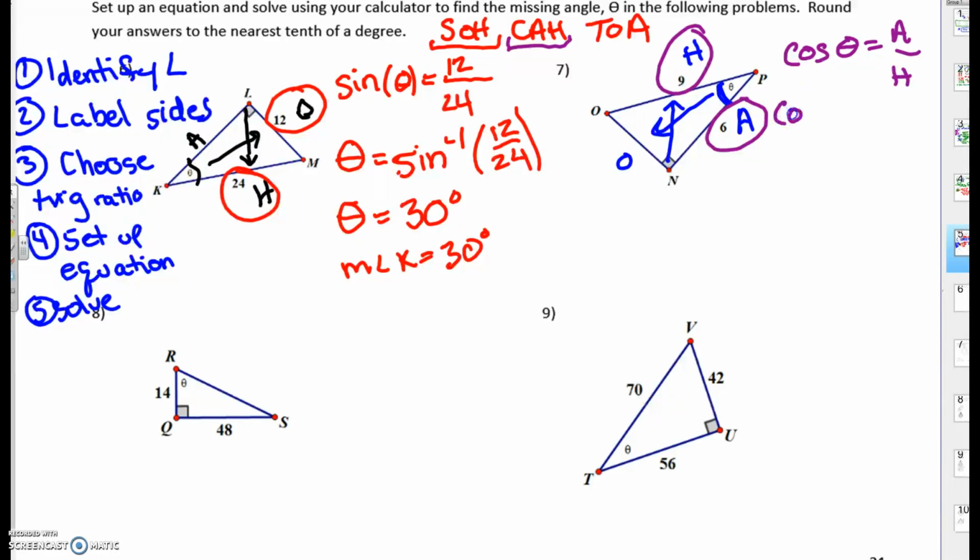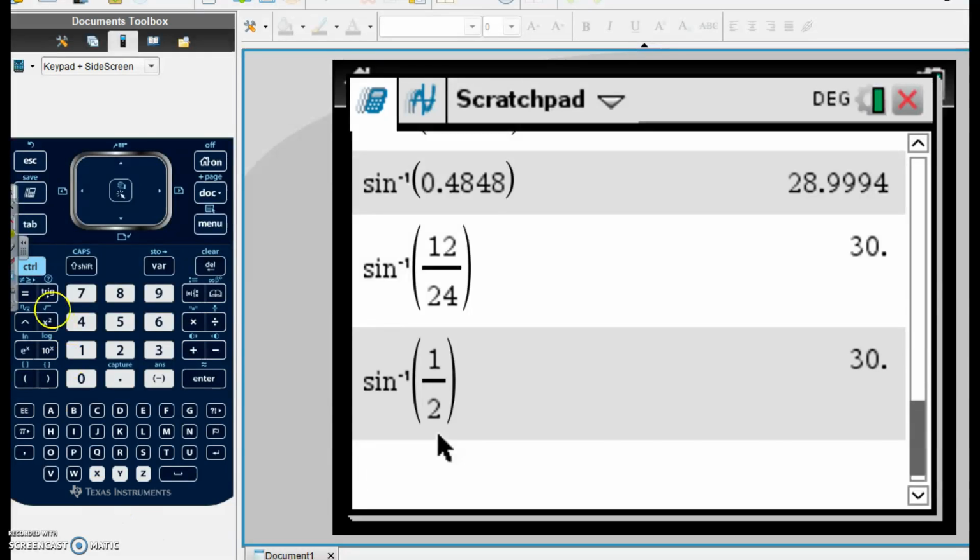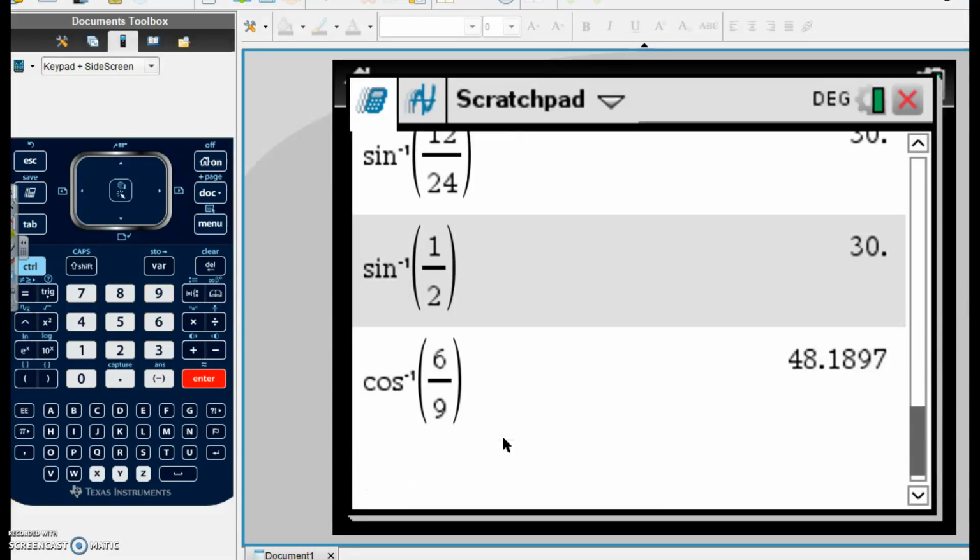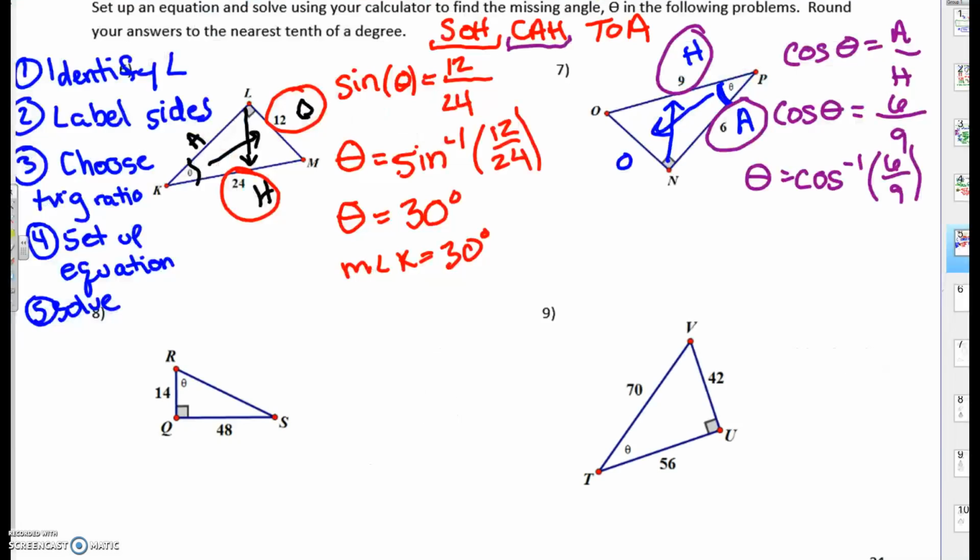I'm going to plug in. I still don't know theta. Cosine of theta equals, my adjacent side is 6, my hypotenuse is 9. So theta equals cosine inverse of 6 over 9. Now we're going to plug into our calculator. We're going to go cosine inverse of 6 over 9. That's 48.2 degrees. So coming back here, that means theta equals 48.2 degrees. Okay, let's take a look at our next problem.